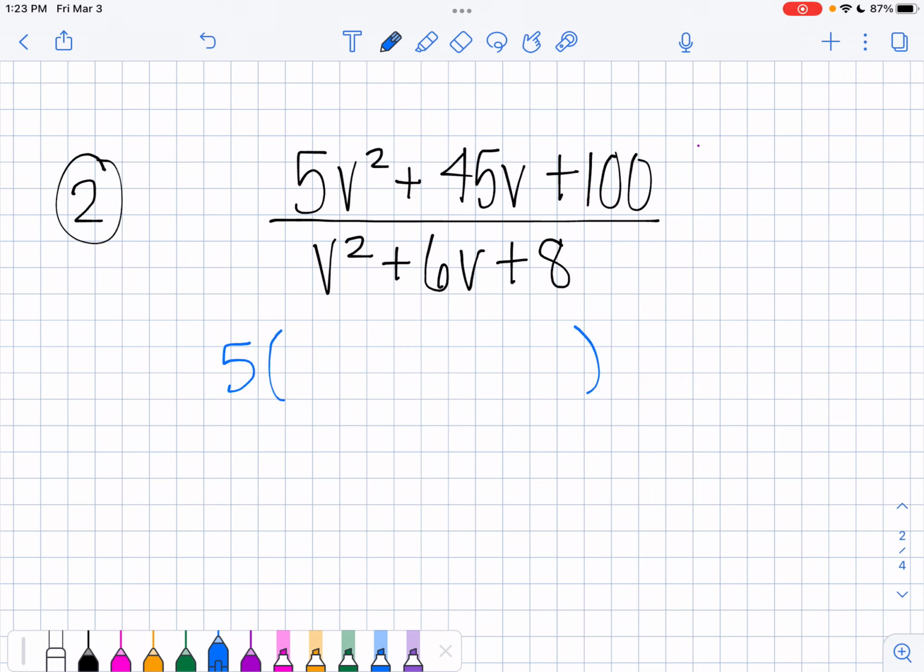Okay, so 5 times how much is 5v squared? V squared. 5 times how much is 45v? 9v. And 5 times how much is 100? 20.